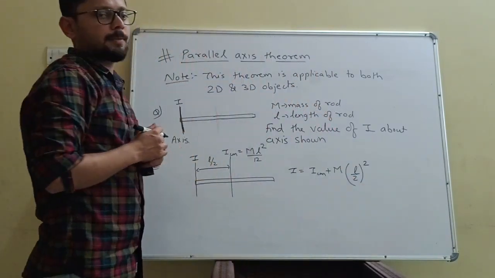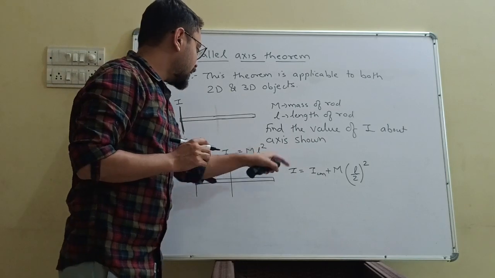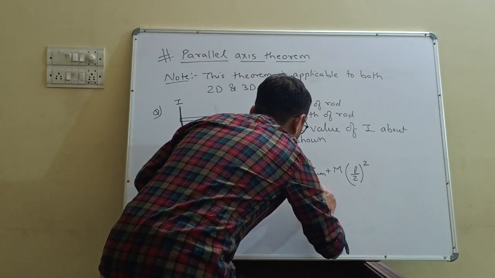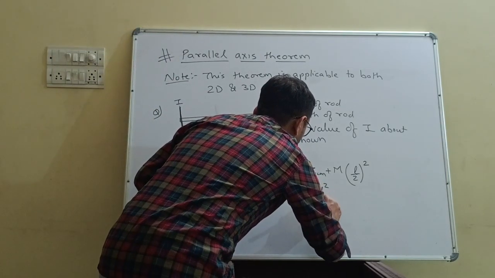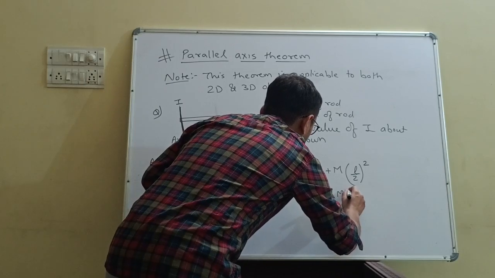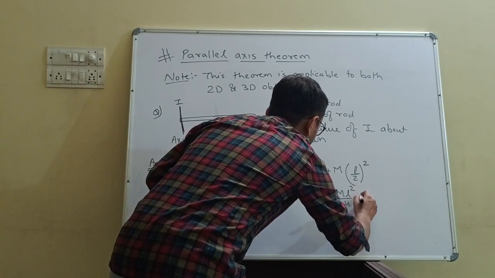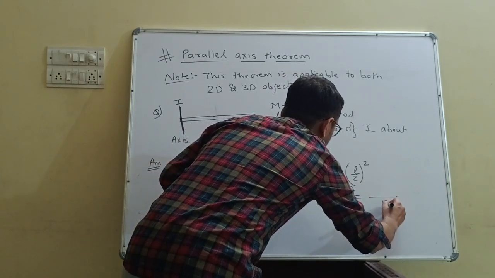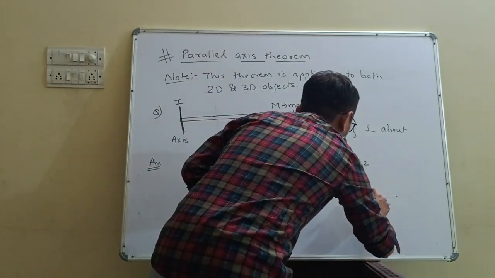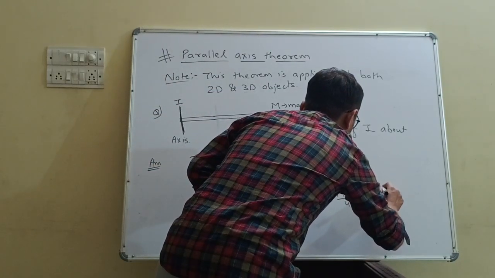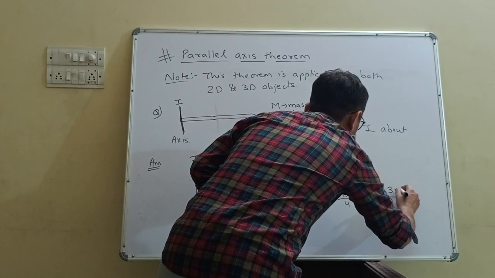As simple as that. The value of ICM I will put here. So this will become ml square by 12 plus ml square by 4. On taking LCM, what I will get is ml square plus 3ml square.